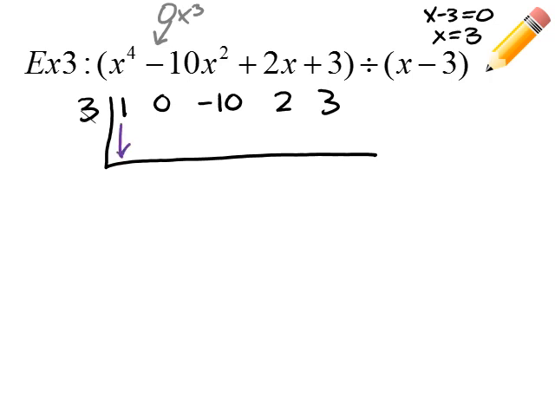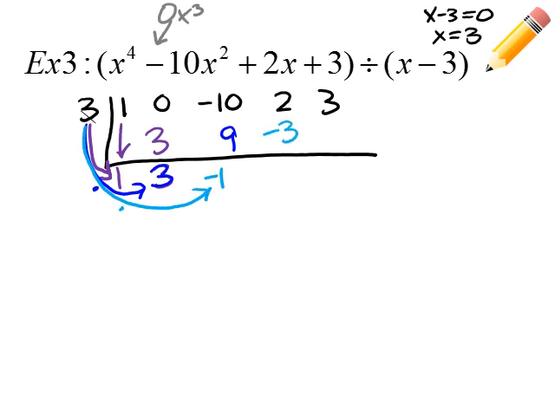First step, bring down the leading coefficient of 1, multiply your terms. Add them together. Take your new value, 3 times 3 gets me to 9. Add those together, we get a negative 1. 3 times negative 1 gets me to negative 3. Add those together, we get a negative 1 again. Multiply 3 times negative 1, we get negative 3. And that gives us a remainder of 0.